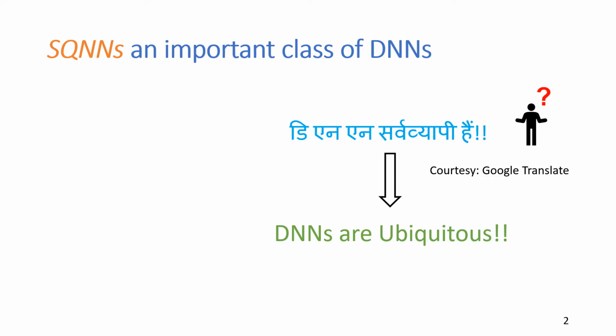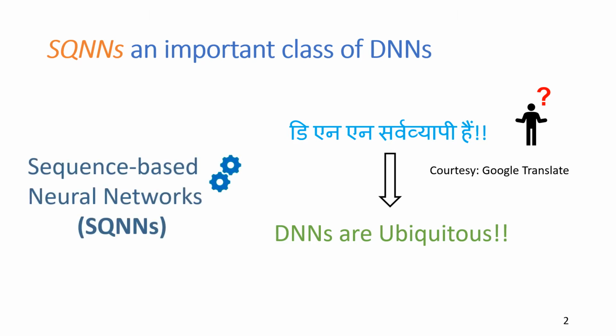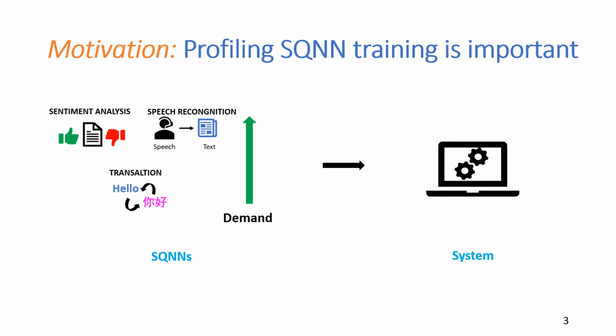First, as the sentence itself suggests, deep neural networks are ubiquitous today. And second, important applications such as Google Translate are enabled by DNNs. We call these DNNs, which are used to process and predict sequences of information, sequence-based neural networks. SQNN-based applications such as translation, speech recognition, and sentiment analysis have seen a rise in demand in the past few years, which in turn has called forth the need to build efficient systems for them.